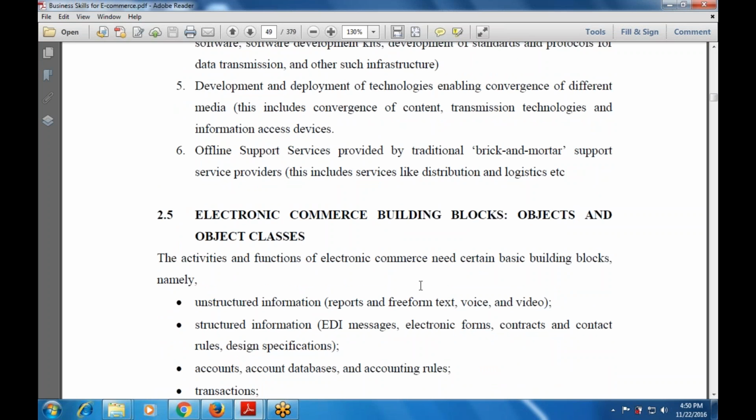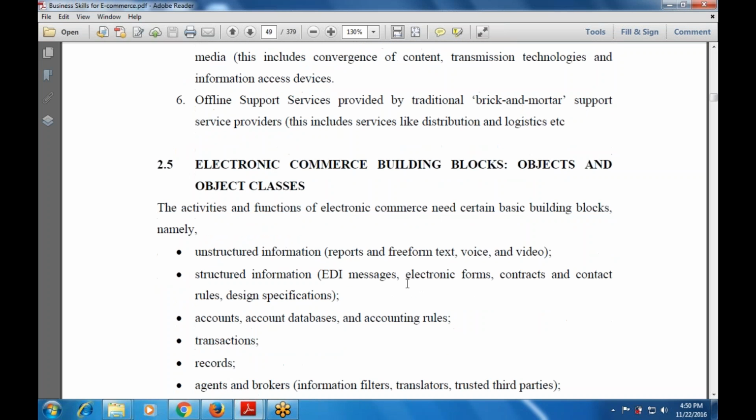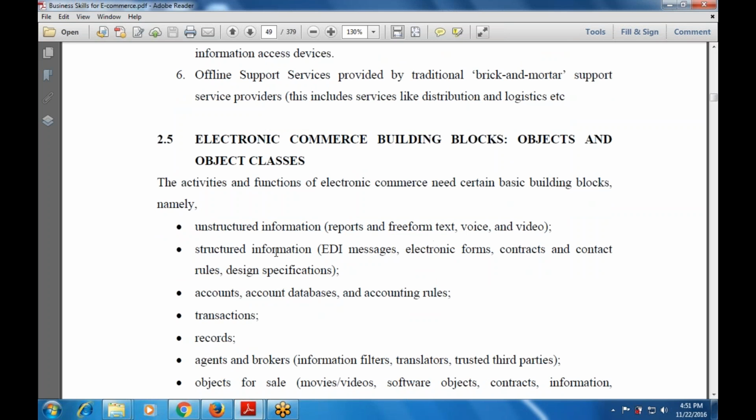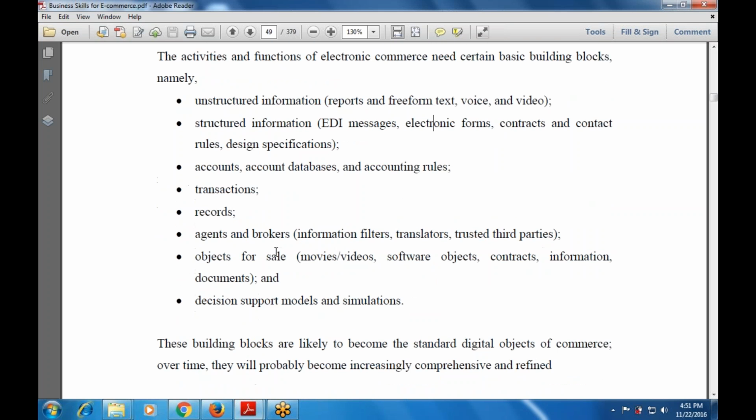E-commerce has various objects and object classes. Some are unstructured information, such as reports, free form text, voice and video. Then structured information, that is EDI messages, electronic forms, then contracts and contract rules, design specification and so on. Account specification, account database, accounting rules, transactions, records, agents, brokers. These are the various e-commerce building blocks, that is the objects and the object classes.